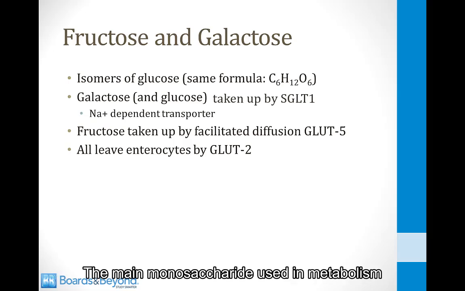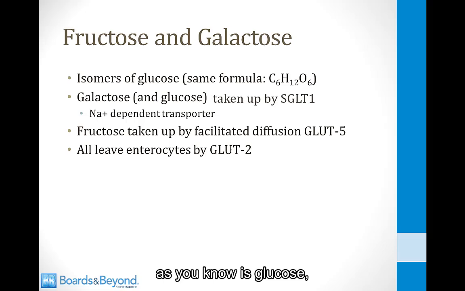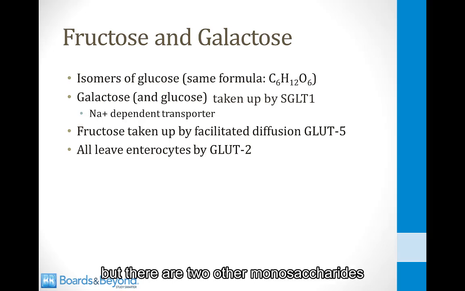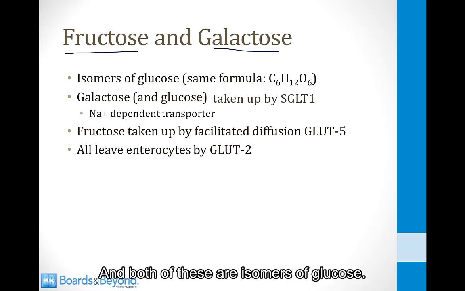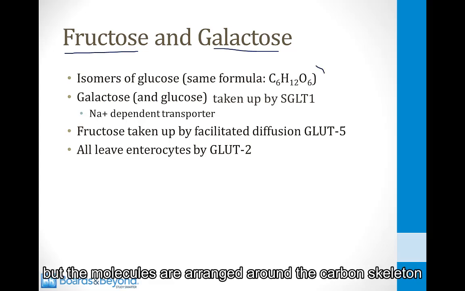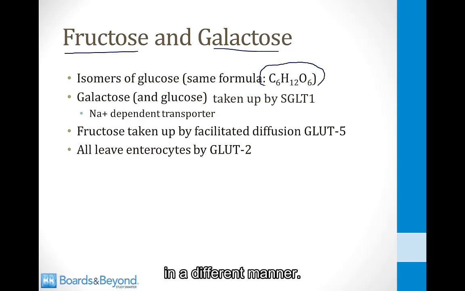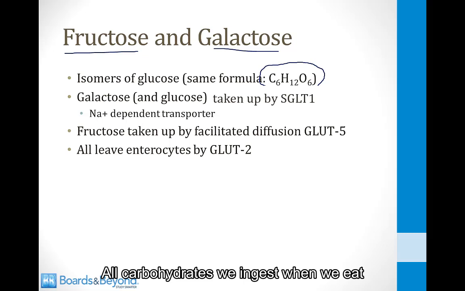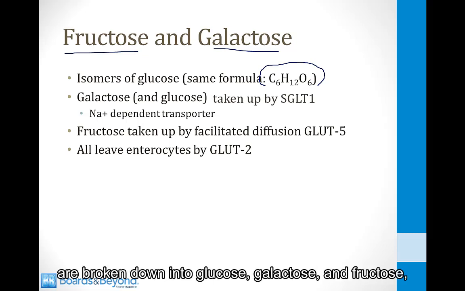The main monosaccharide used in metabolism, as you know, is glucose, but there are two other monosaccharides that can also be metabolized by the body, and those are fructose and galactose. Both of these are isomers of glucose. They have the same chemical formula as glucose, C6H12O6, but the molecules are arranged around the carbon skeleton in a different manner.